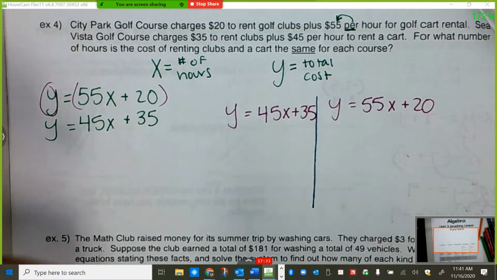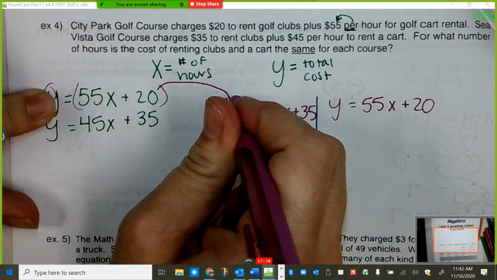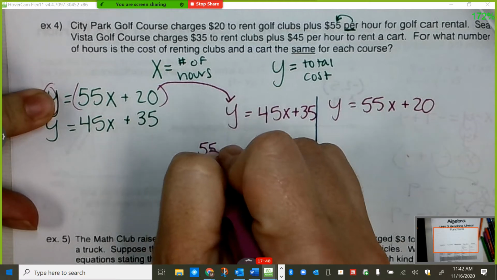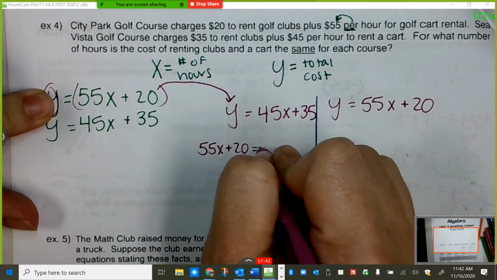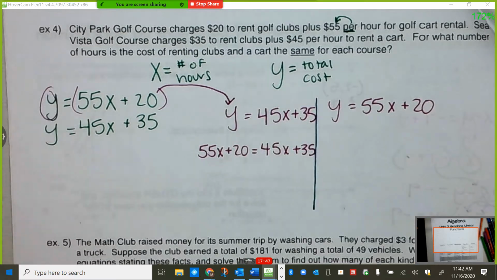So if I know y equals 55x plus 20, I'm going to substitute in here: 55x plus 20 equals 45x plus 35. And what do I do to solve for x?